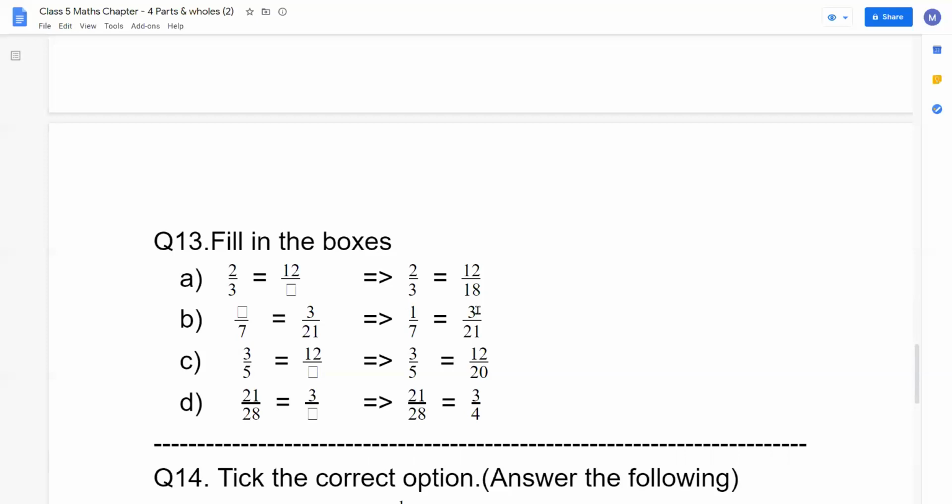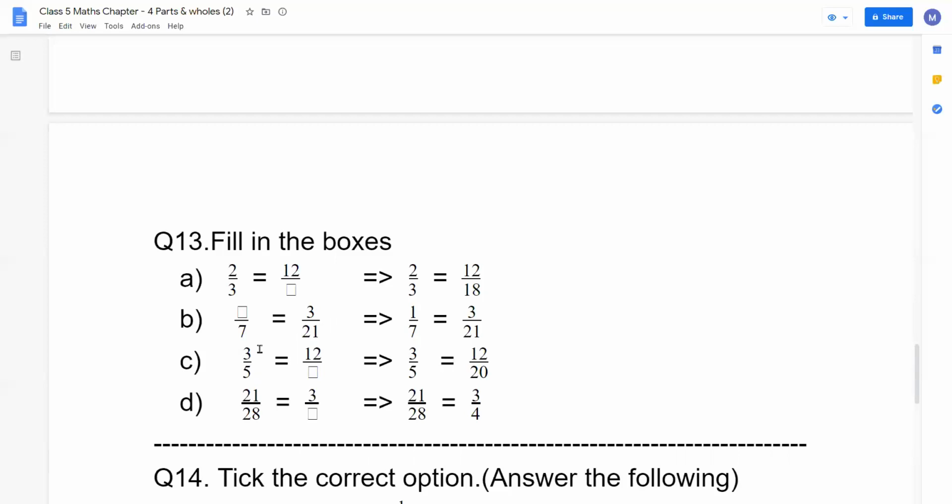1. So you see here, 1 3s are 3, 7 3s are 21. Or you can divide also: 21 divided by which number will give you 7? 21 divided by 3 will give you 7. Similarly, the numerator also should be divided by 3. 3 divided by 3 is equal to 1. Both ways we can find. So the blank answer is 1.